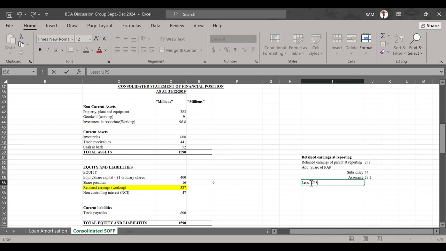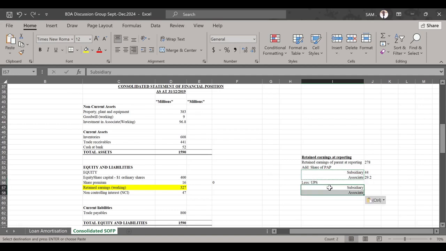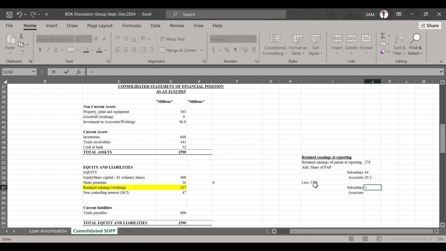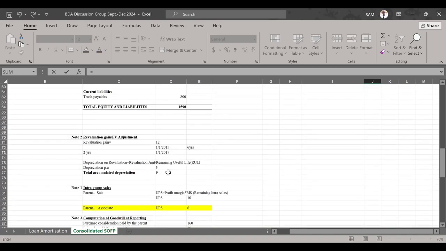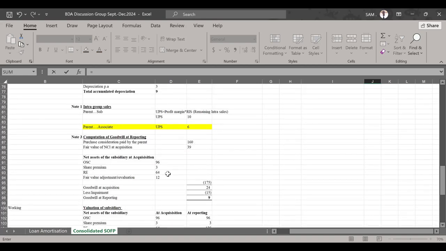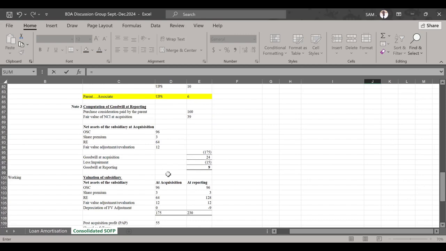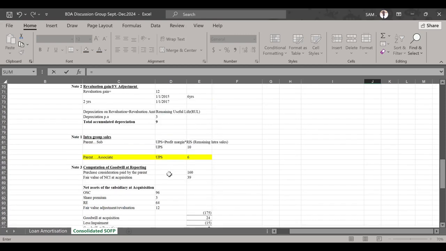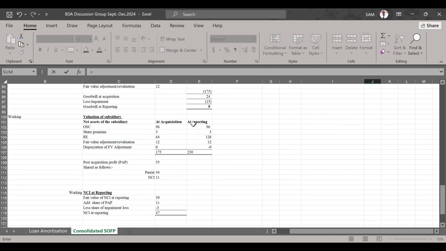Now, we are lessing the unrealized profit on stock, and this unrealized profit is from the subsidiary and also from the associate. From the subsidiary and from the associate. Now, what was the UPS in the subsidiary? Now, let's go to the subsidiary. Where did we get the valuation of the subsidiary here? Valuation of the subsidiary is here.